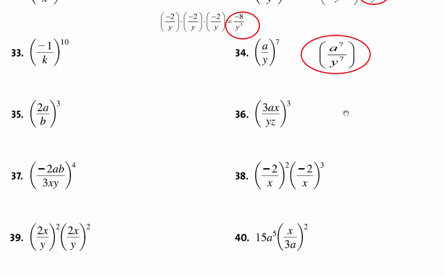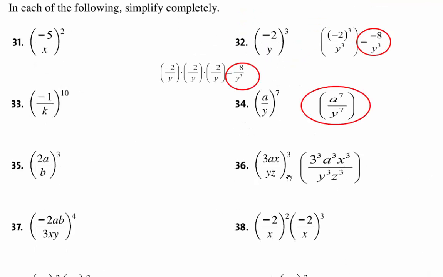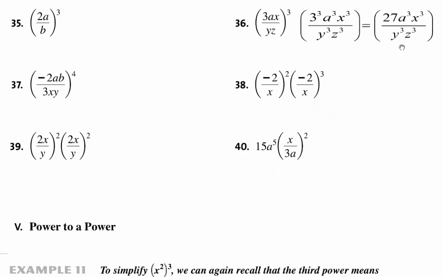Let's try number 36. So for 36, you'll see I take the 3, I raise it to the 3rd power. The a and the x, I raise them both to the 3rd power. The y and the z, I raise to the 3rd power. And then I simplify wherever I can. I can't really do anything with the letters, but the 3 cubed becomes 27. And here's my final answer.